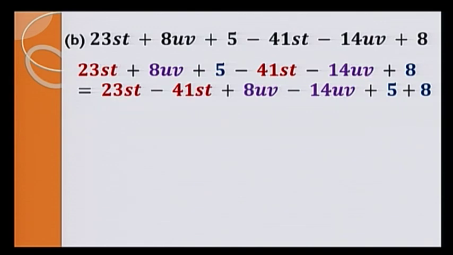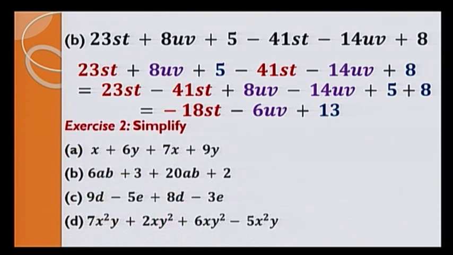23st minus 41st will give us minus 18st. 8uv minus 14uv will give us minus 6uv. And adding the constant terms together, we get 5 plus 8, which is plus 13. So the answer is minus 18st minus 6uv plus 13. Here is an exercise for you to practice.